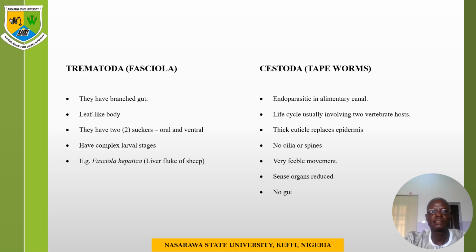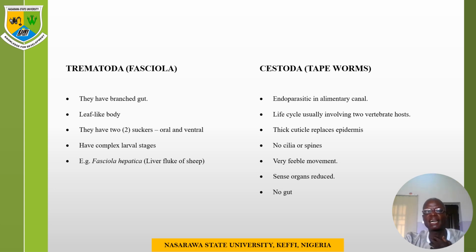Trematodes, I mean, it's a continuation. They have branched guts. They are leaf-like in body. They have two suckers. One is oral and the other one is ventral. They have complex larval stages, and the example is Fasciola hepatica, that is the liver fluke of the sheep.